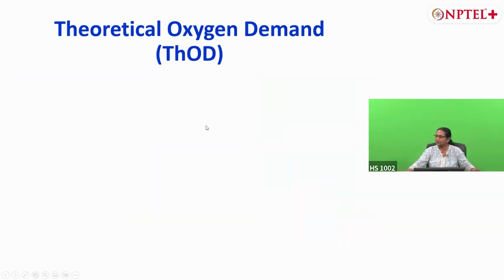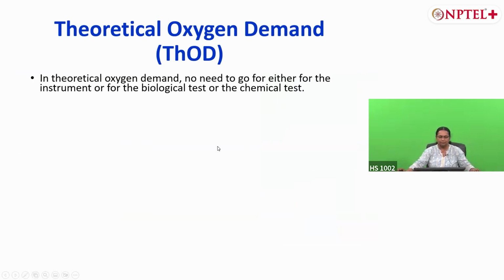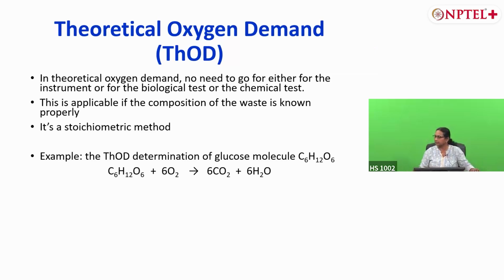Another thing is theoretical oxygen demand. All of you know chemistry very well. If you know the chemical composition of the wastewater or water, we can directly write the oxidation equation and calculate the oxygen demand. For example, glucose has to get converted to carbon dioxide and water. We know that 1 mole of glucose needs 6 moles of oxygen to oxidize it. So theoretically we can calculate it. You don't have to go for BOD, COD or ThOD.